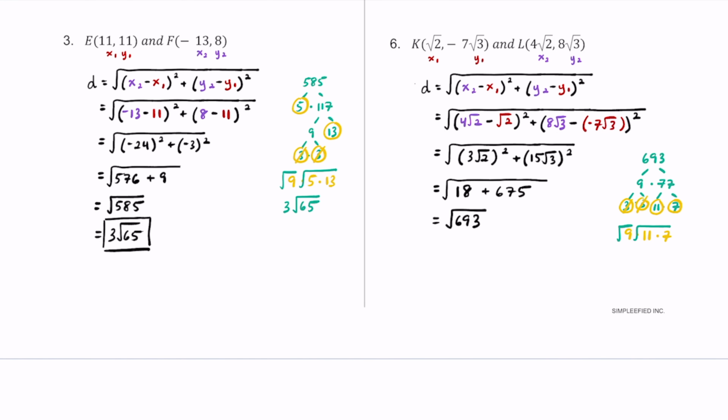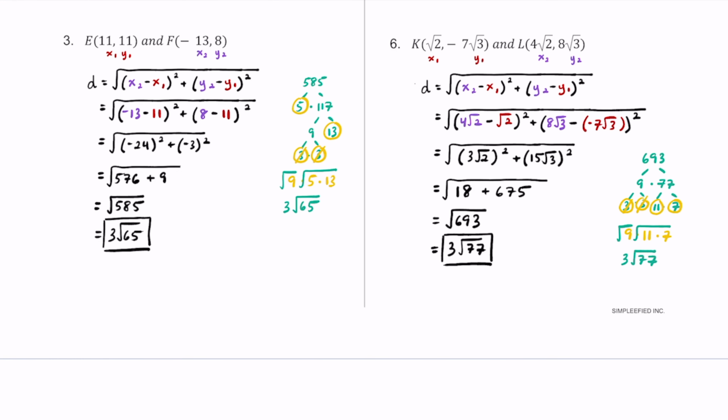Now the square root of 9 is going to be 3, and 11 times 7 is 77, so that can't be broken down anymore. So the simplest radical we can write here is going to be 3 root 77, and that's the simplified version for the square root of 693. So this would be our distance.